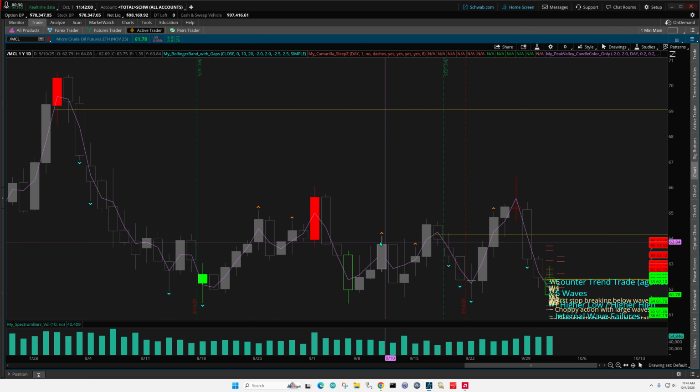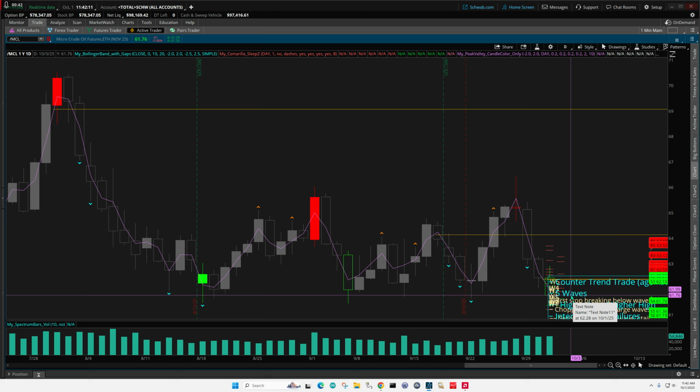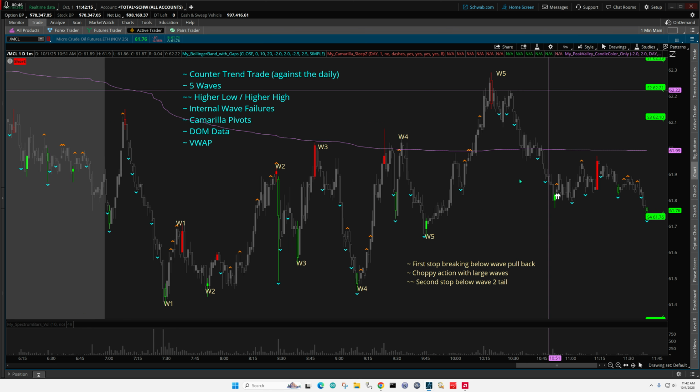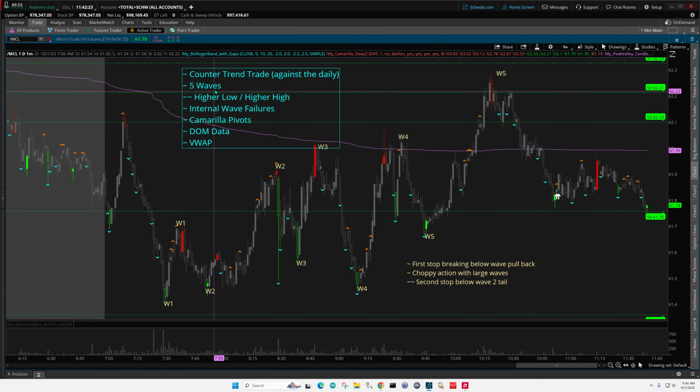And I'm just going to zoom into this time frame. So this is July 30th, and from here all the way down to where price is down in here, you can see that's a negative sloping line. It's downtrending. So if we're taking a long position, which I did, then it's a counter trend trade against the daily. So let's look at the 5 waves.